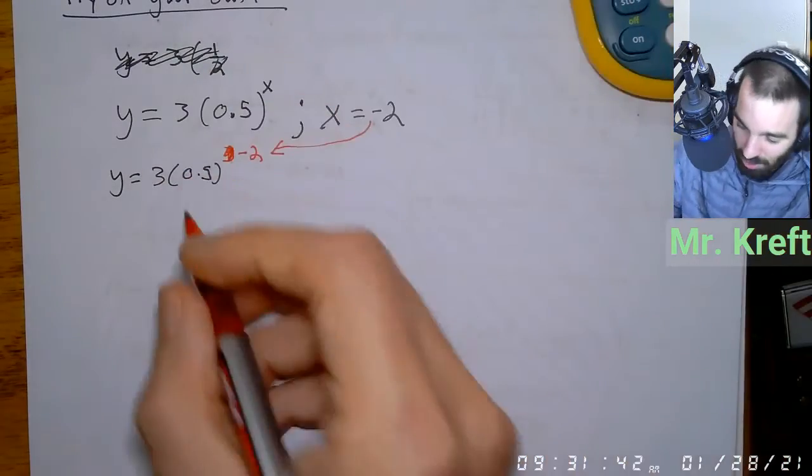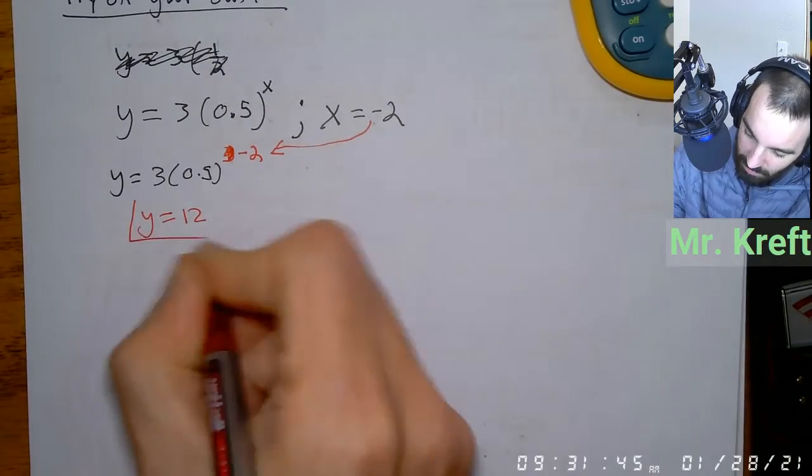Oh my gosh. To think I doubted you. I was shocked. I'm so sorry. Y equals 12. All right.